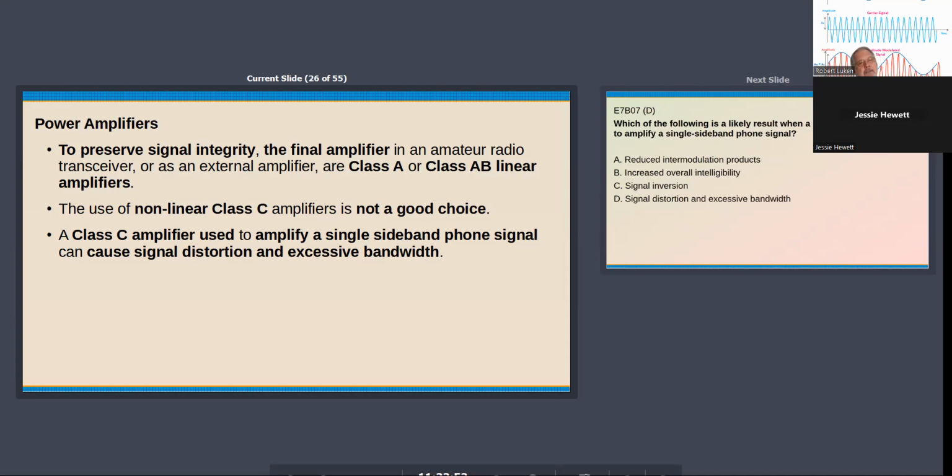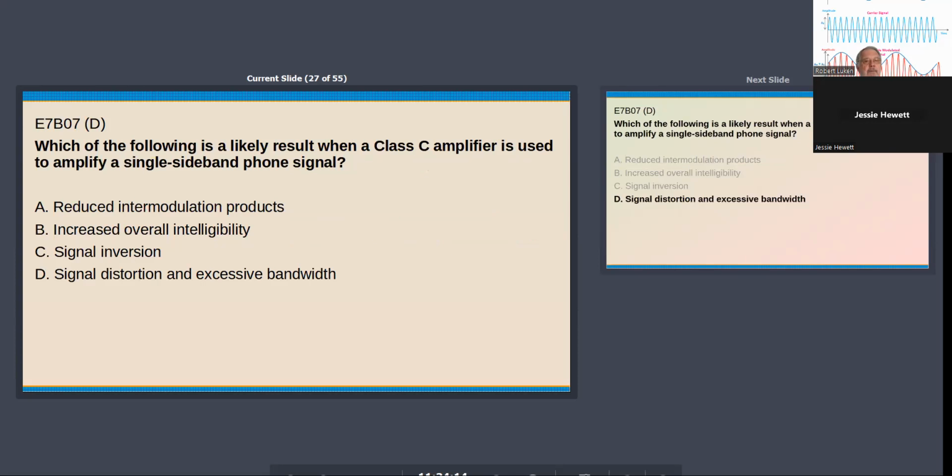So they don't recommend using class C for things like single sideband or phone because of the excessive distortion, and that distortion creates excessive bandwidth because you've got a lot of spurs out there. So which of the following is a likely result when a class C amplifier is used to amplify a single sideband phone signal? Distortion, excessive bandwidth. Yep.